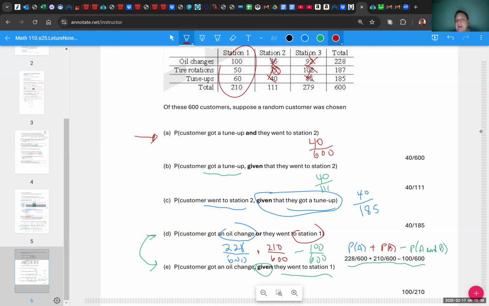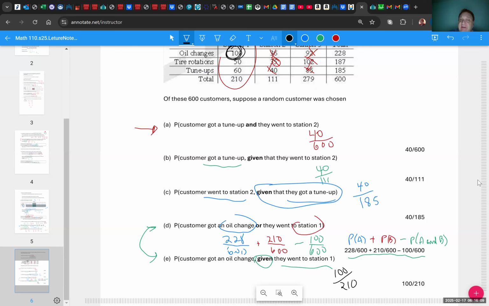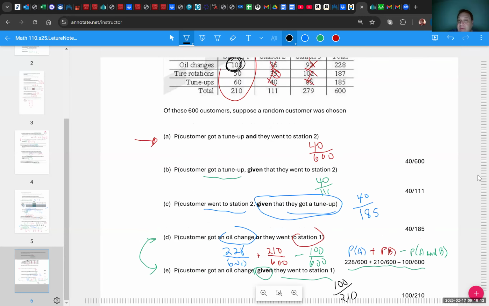Now, knowing that we went to station one, how many got an oil change? Well, here's your oil change right here. 100 out of the 210 got an oil change. So my probability for example E is 100 got an oil change out of the 210 that went to station one, given that they went to station one. So that's the probability that a customer got an oil change, given that we know that they went to station one.